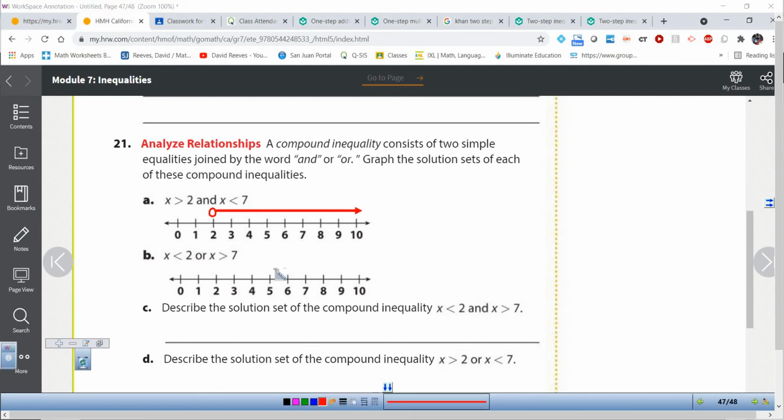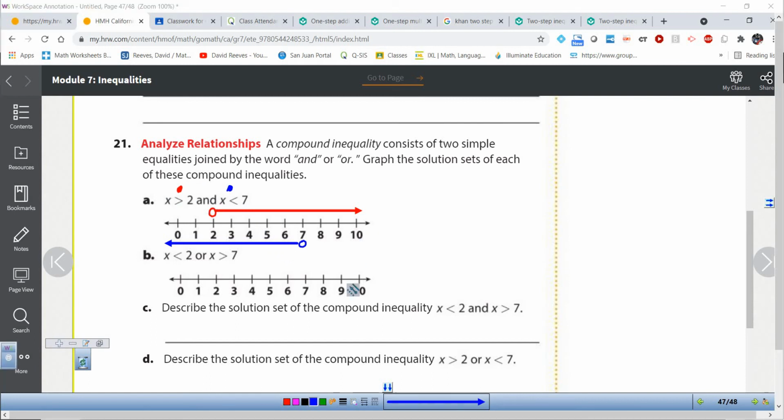All right, let me change colors here. If I was going to do x is less than 7, that would be an open circle. And then I would have an arrow that went that way, right? So the red one on top is this one right here. The red one is x is greater than 2. The blue one is x is less than 7. And means both have to be true.